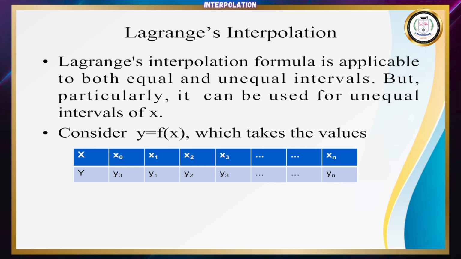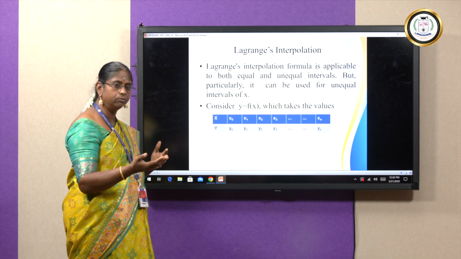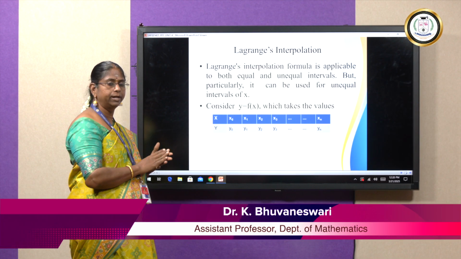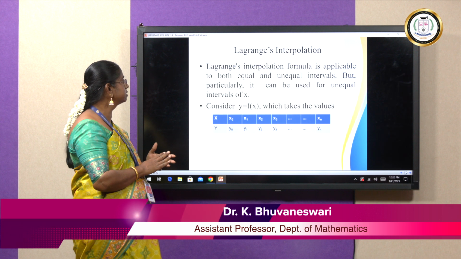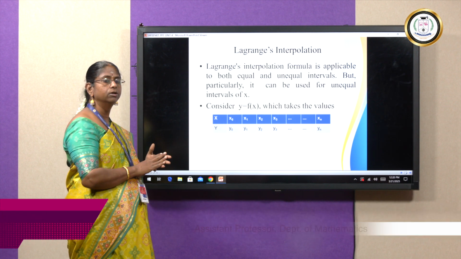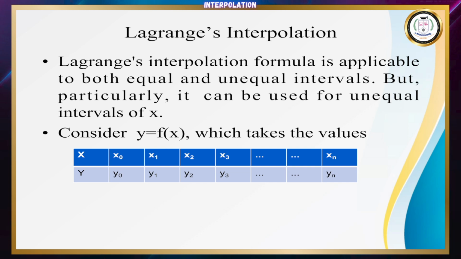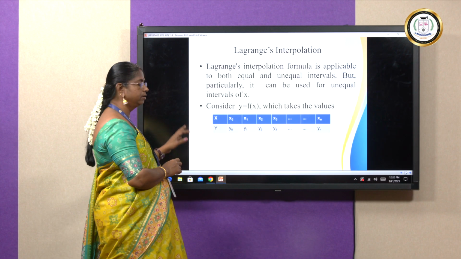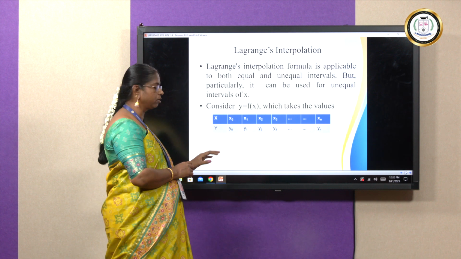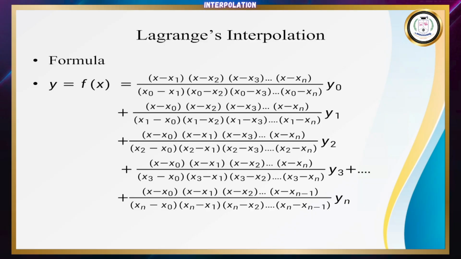I can use Lagrange's interpolation formula for both equal and unequal intervals, but especially we use it for unequal intervals. Now what is the data given for y is equal to f of x? The data are x0, y0, x1, y1, x2, y2, like this till xn, yn, which is n plus 1 pairs of data. Now what is my formula?